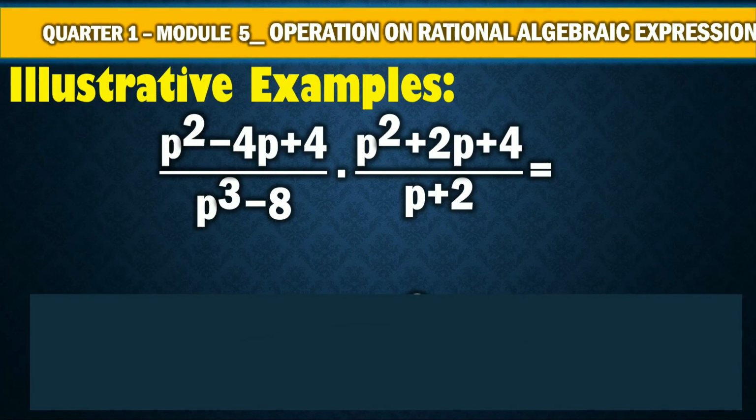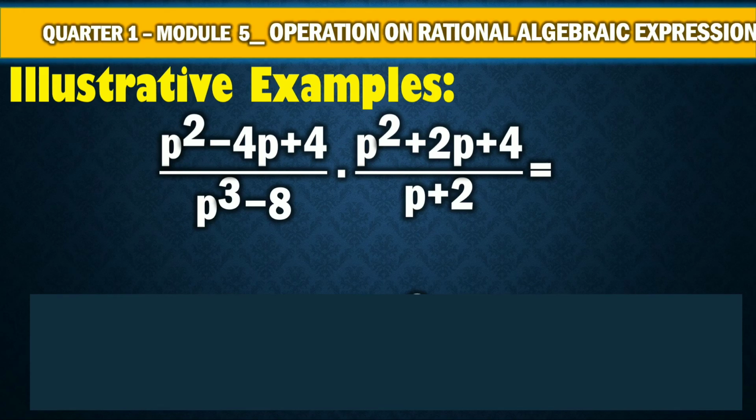Okay, so let's have number 3. P squared minus 4p plus 4 over p cubed minus 8 times p squared plus 2p plus 4 all over p plus 2. So, to solve this, let's factor first our expressions.